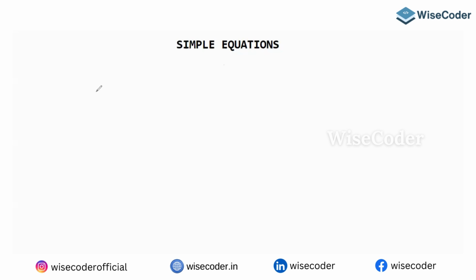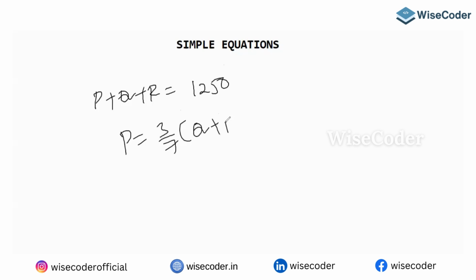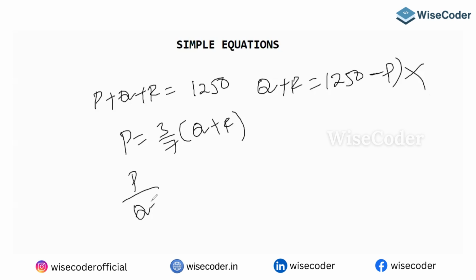What is it saying, guys? P plus Q plus R equals 1250. P had 3/7 of what Q and R had, but I don't know how much Q and R had. From the first equation, can I write Q plus R equals 1250 minus P? So from this, can I write P by (Q plus R) equals 3 by 7?